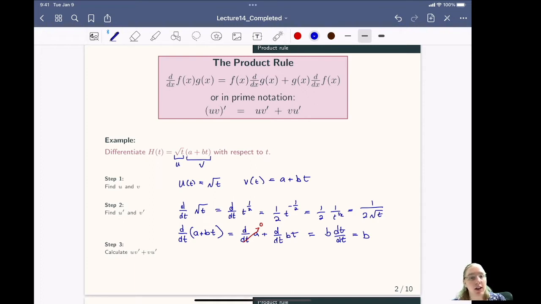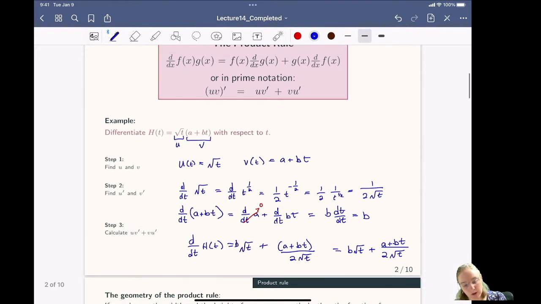All right, now we're going to calculate this product. So we have d by dt of h of t is equal to u, which is the square root of t, times the derivative of v, which is just b, plus v, which is a plus bt, times the derivative of u, which is 1 over 2 the square root of t. All right, so rewriting this for simplicity, all over the square root of t. All right, so now you have taken the derivative of a fairly complex function here.